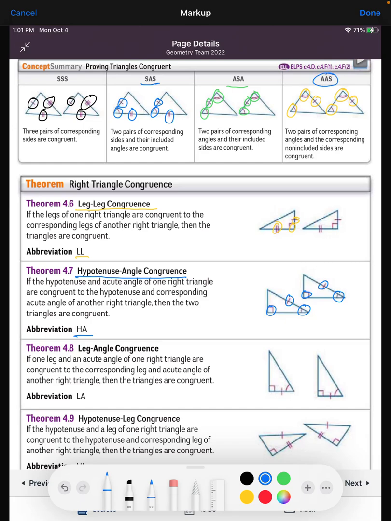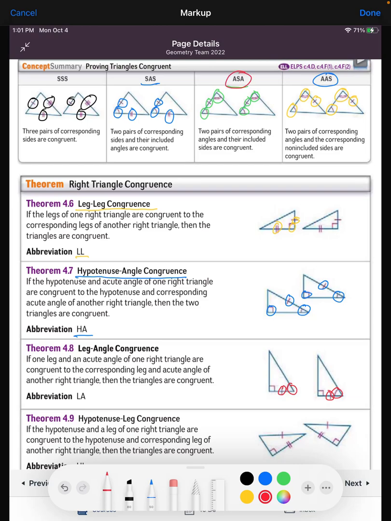Next we have leg angle congruence, which says that if one leg and an acute angle of one right triangle are congruent to the corresponding leg and acute angle of the other right triangle, then the triangles are congruent. So we have one leg that is equal, and the acute angle of each right triangle is equal, then we can say that those triangles are congruent. This one's similar to angle side angle.